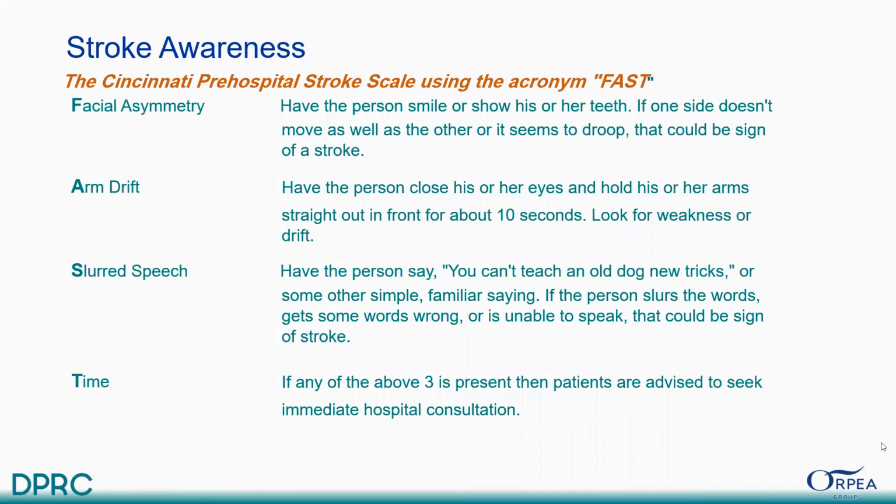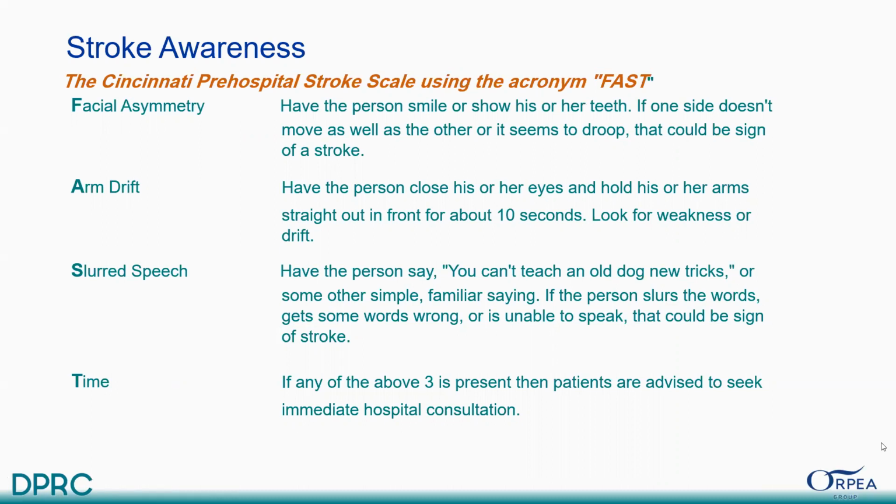Stroke awareness. Here we can do a test just to know if the patient has a stroke. We use the word FAST: facial asymmetry, arm drift, slurred speech, and time. For the facial asymmetry, have the person smile or show his or her teeth. If one side doesn't move as well as the other, or seems to droop, that could be a sign of a stroke.